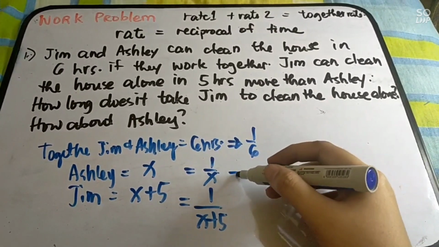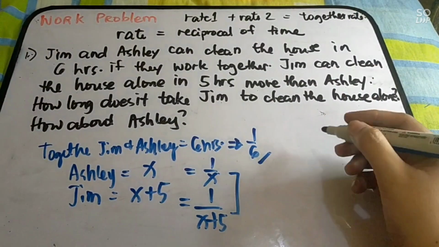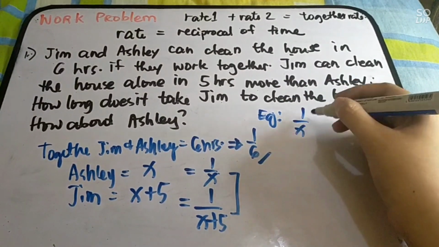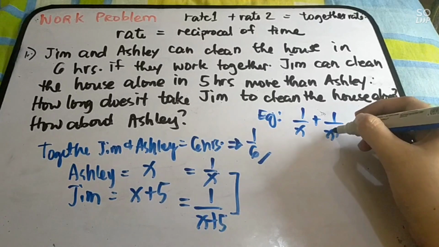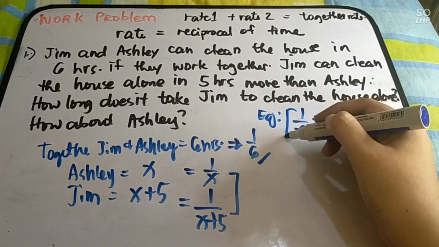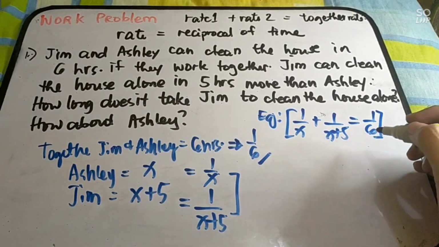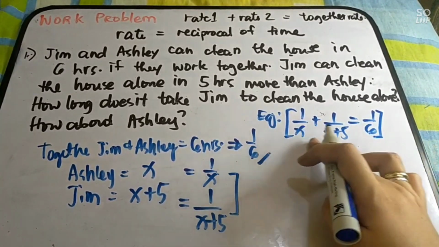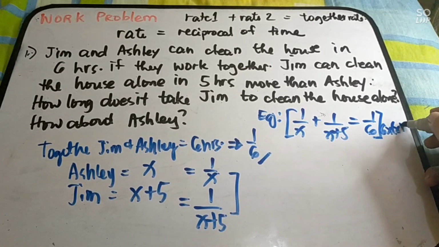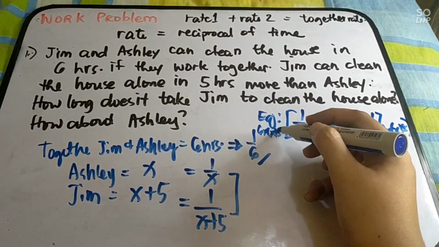Then, eto, i-add natin, equal natin sa together. So, yun yan. Yung rate ni Ashley at saka ni Jim. So, we have your working equation of 1 over x plus 1 over x plus 5 is equal to 1 over 6. That is it. Then, we have here, find the LCD. So, ang LCD niya is, since wala namang common sa kanila, multiply mo lang. 6x times x plus 5. So, that is your LCD. So, you have 6x times x plus 5.